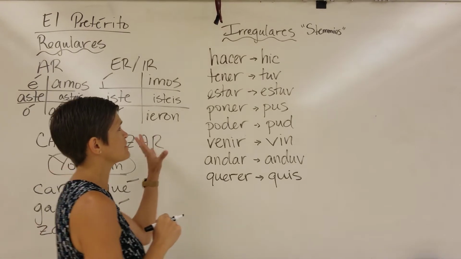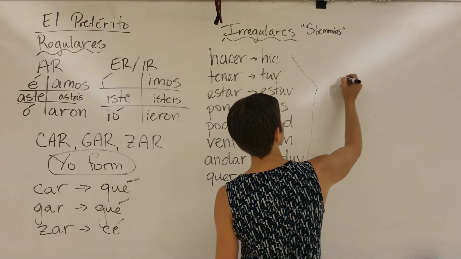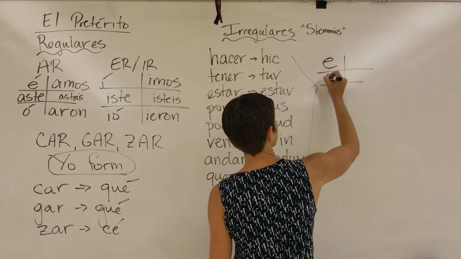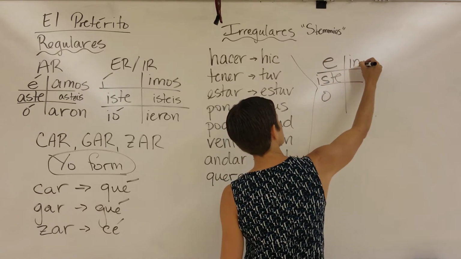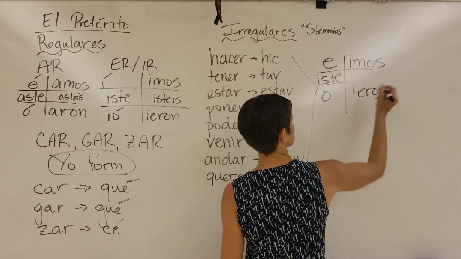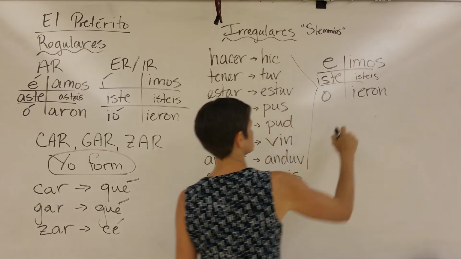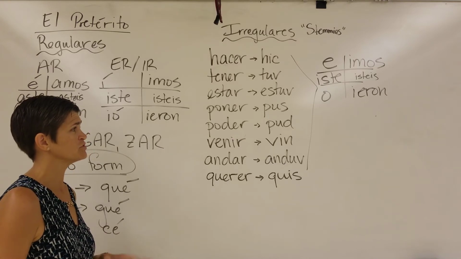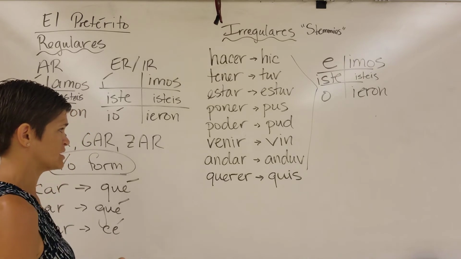So each one of these stems is going to have the same endings. All of these have the endings e, iste, o, imos, ieron. And there are no accents on any of that. So you just memorize the stemmy, and all of these irregulars will have the same endings.